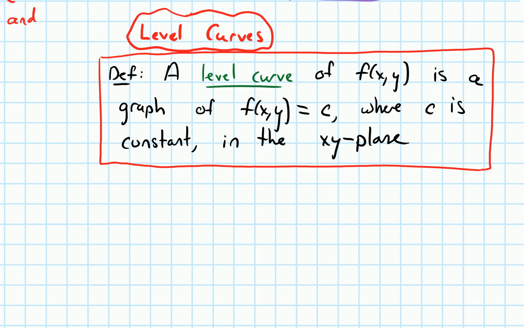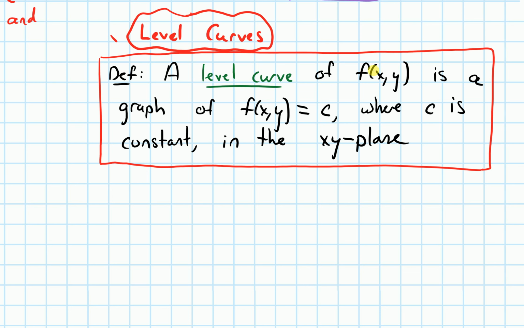In this video, we will talk about level curves. So let's begin by defining it, and then we'll get into some examples. A level curve of a function f of x comma y is a graph of f of x comma y equals c, where c is a constant.